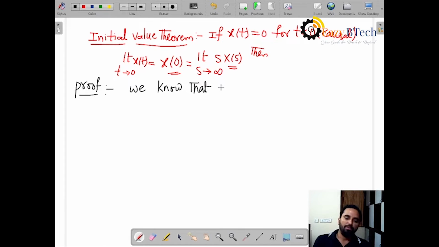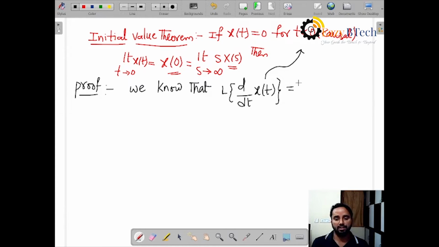As per the time differentiation property, the Laplace transform of d by dt of x of t, in case of a causal signal, is s into X of s minus small x of 0. Here the initial value x of 0 means the initial value of the signal, or the value of the signal at t equal to 0. Right? So this is the initial value. This we already know, so we are taking it.